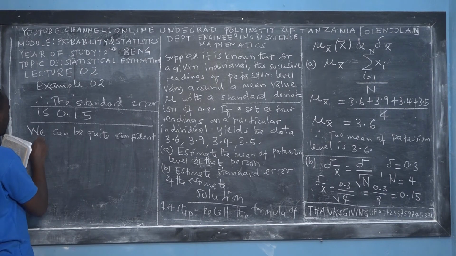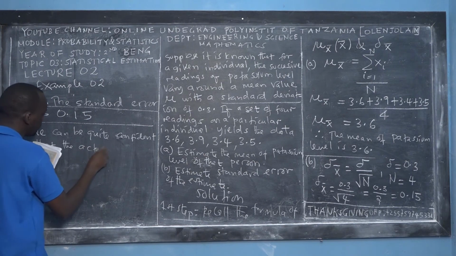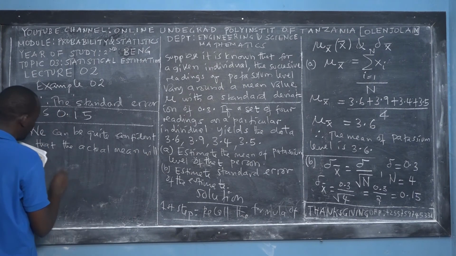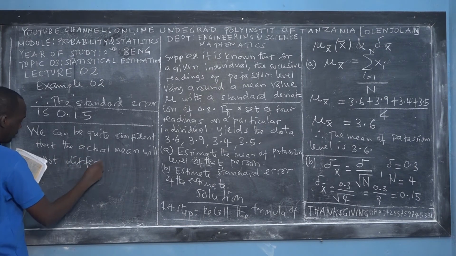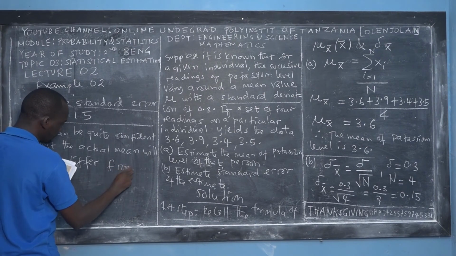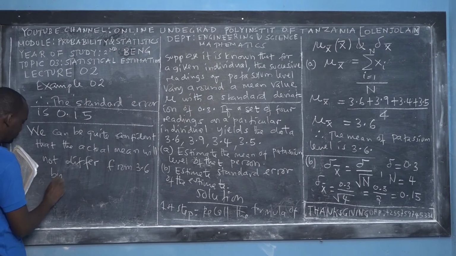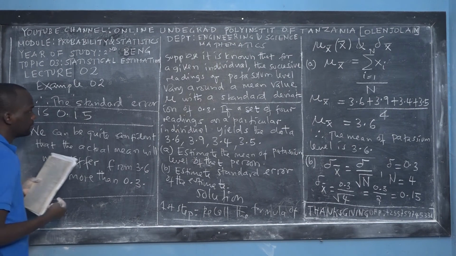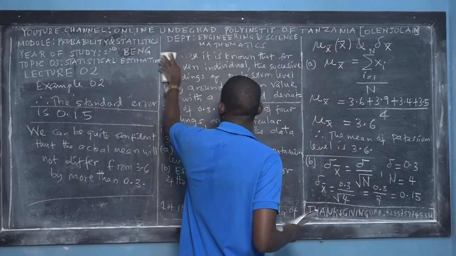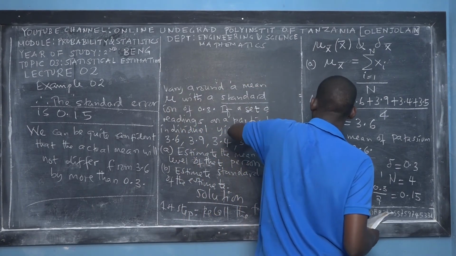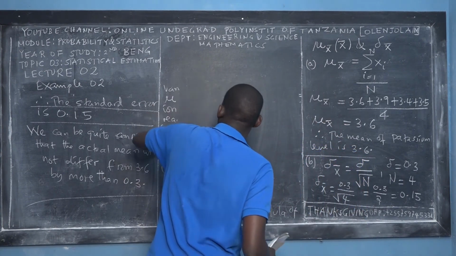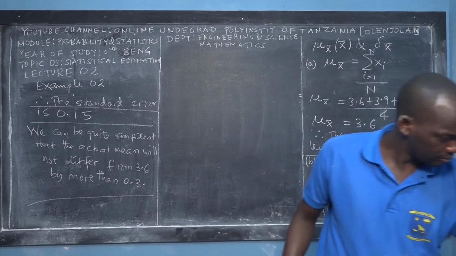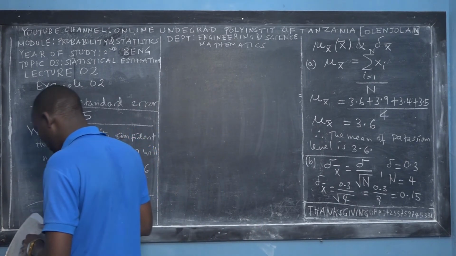that the actual mean of the population will not differ from 3.6 by more than 0.3. So that is all about the estimate of the standard deviation.